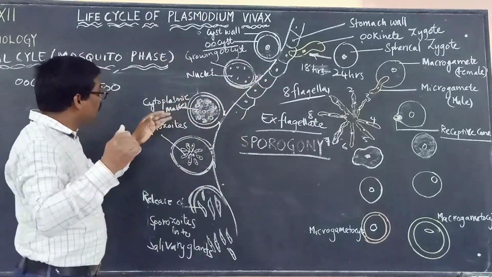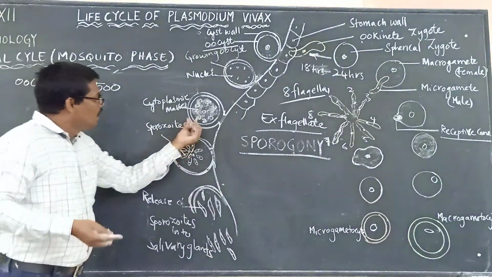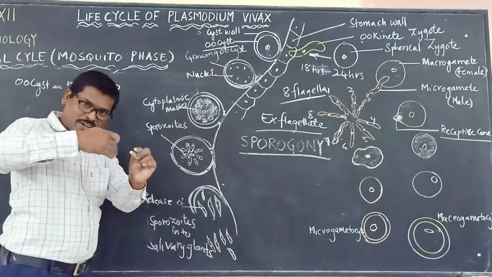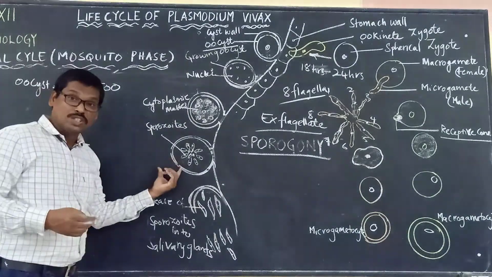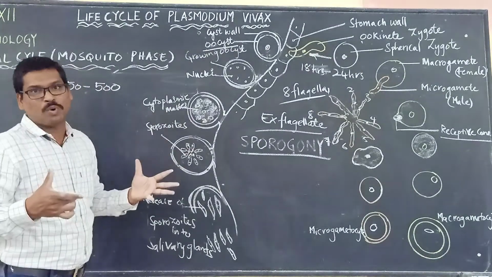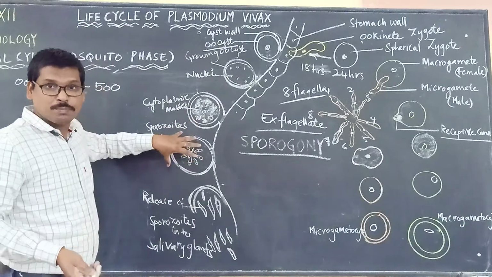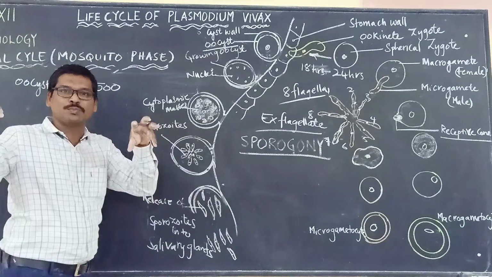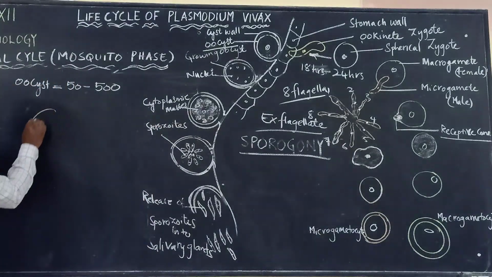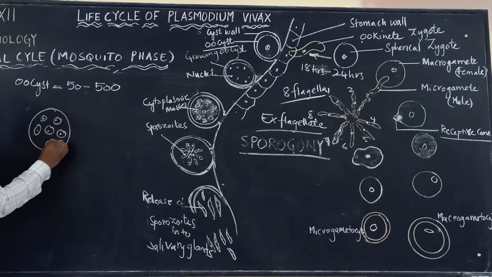After which we have seen the formation of the sporozoid. That nucleus surrounded by the cytoplasm now behaves as the sporozoid. So one oocyst will contain many sporozoids, and when all these sporozoids are present in one oocyst, that oocyst is now called the sporocyst. Let us say that these are all the sporozoids.